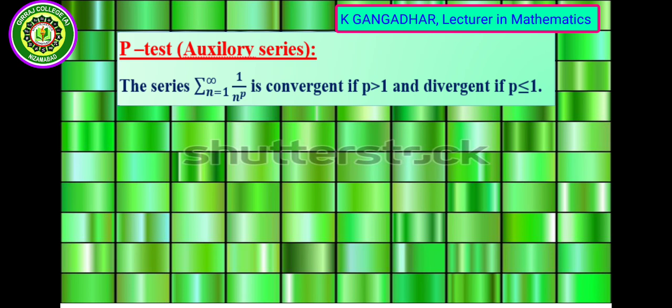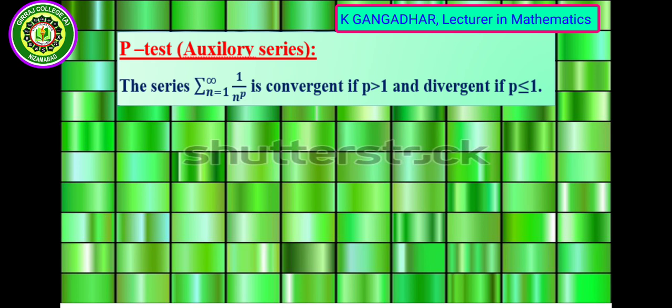Any series of the form 1 by 1 to the power p plus 1 by 2 power p plus 1 by 3 power p plus so on plus 1 by n power p, where p belongs to R, any real number, is convergent if p is greater than 1, and divergent if p is less than or equal to 1.